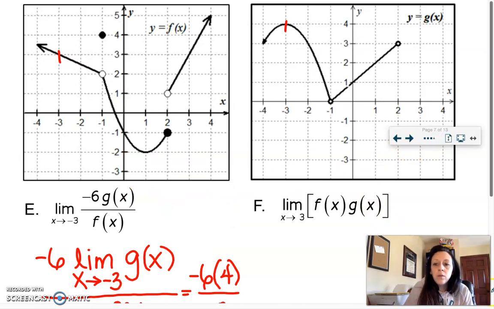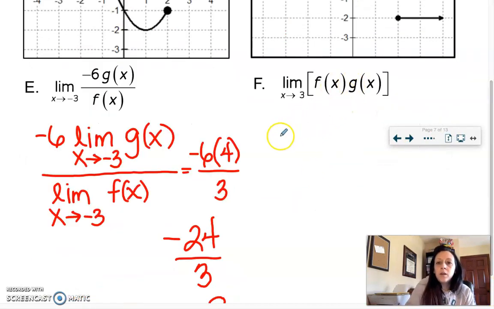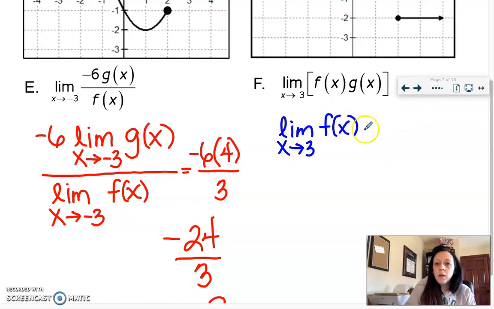Okay, so last one here, we've got a product. And again, you're just going to use those properties to break it up and say that I'm going to find the limit for f of x and multiply by the limit for g of x.